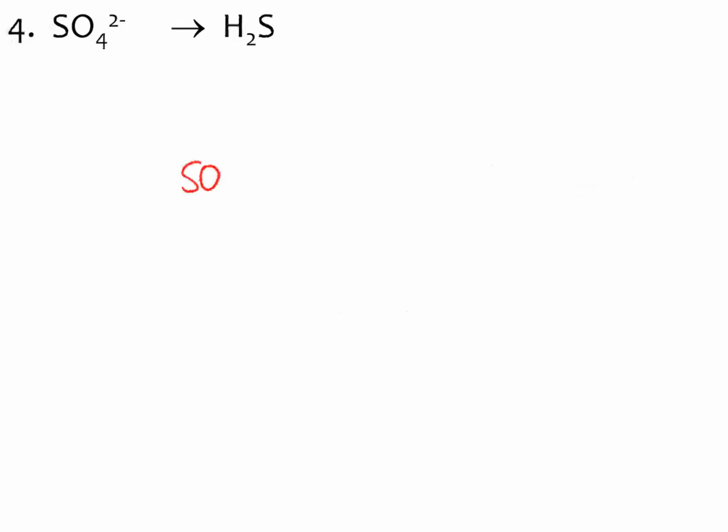Final one, number 4, SO4 2- forming H2S. Balancing the central element first. Central element is S. There's 1 S on each side, so that's fine. The next step is to balance the oxygens. We have 4 on the left, so therefore we need 4 waters on the right hand side. Next step is to balance the H's, but this time we've got hydrogens present originally as well as the water that we've just added. So we have 8 H's from the water as well as 2 that were present originally in the hydrogen sulfide, so therefore we need 10 H pluses on the left hand side.